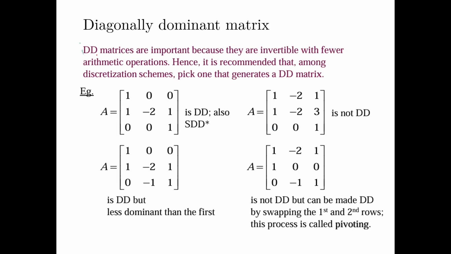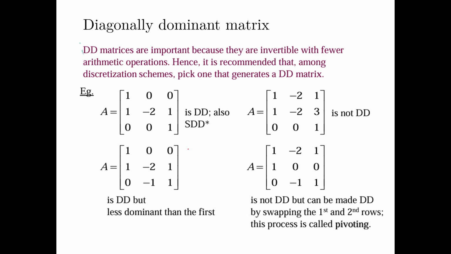First, let us see why these matrices are important. Diagonally dominant matrices are important because they can be inverted with a very small number of arithmetic operations.